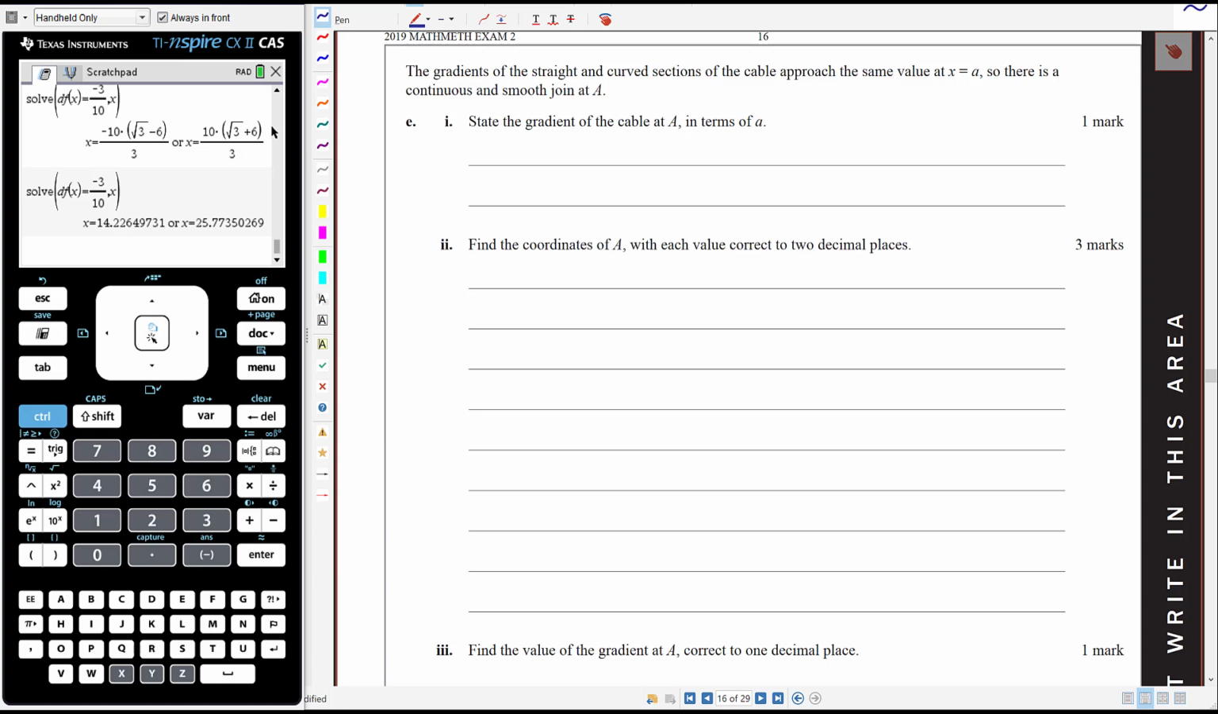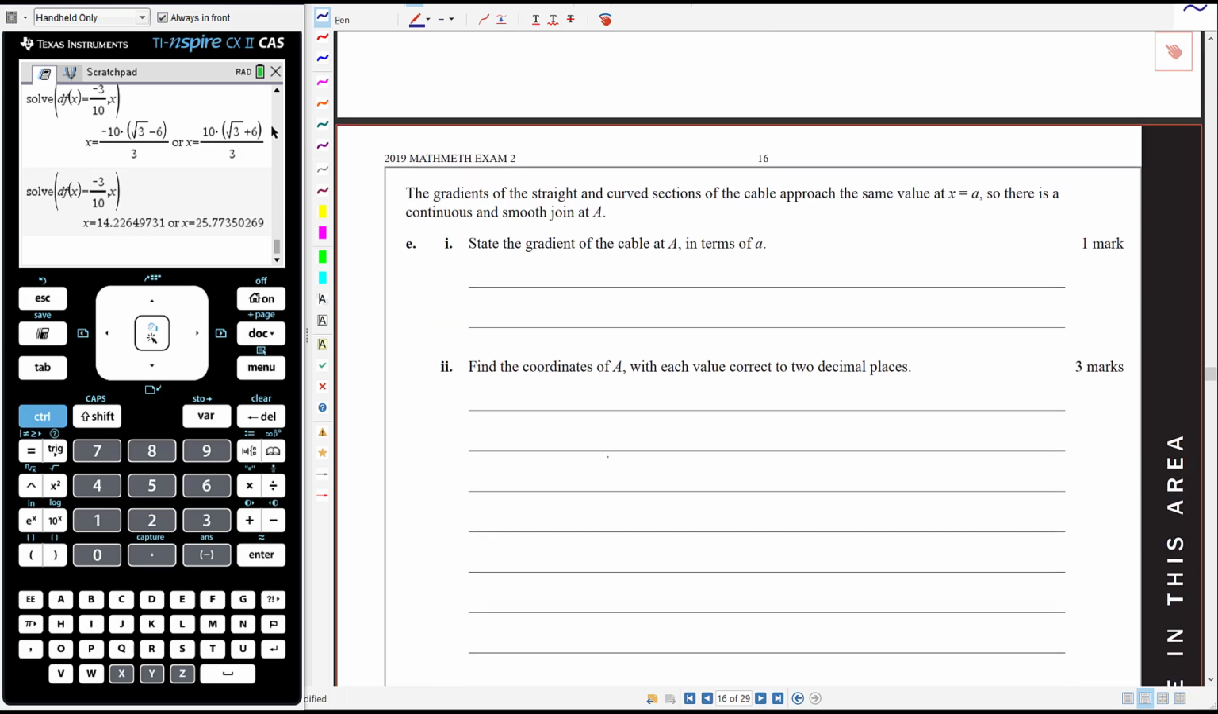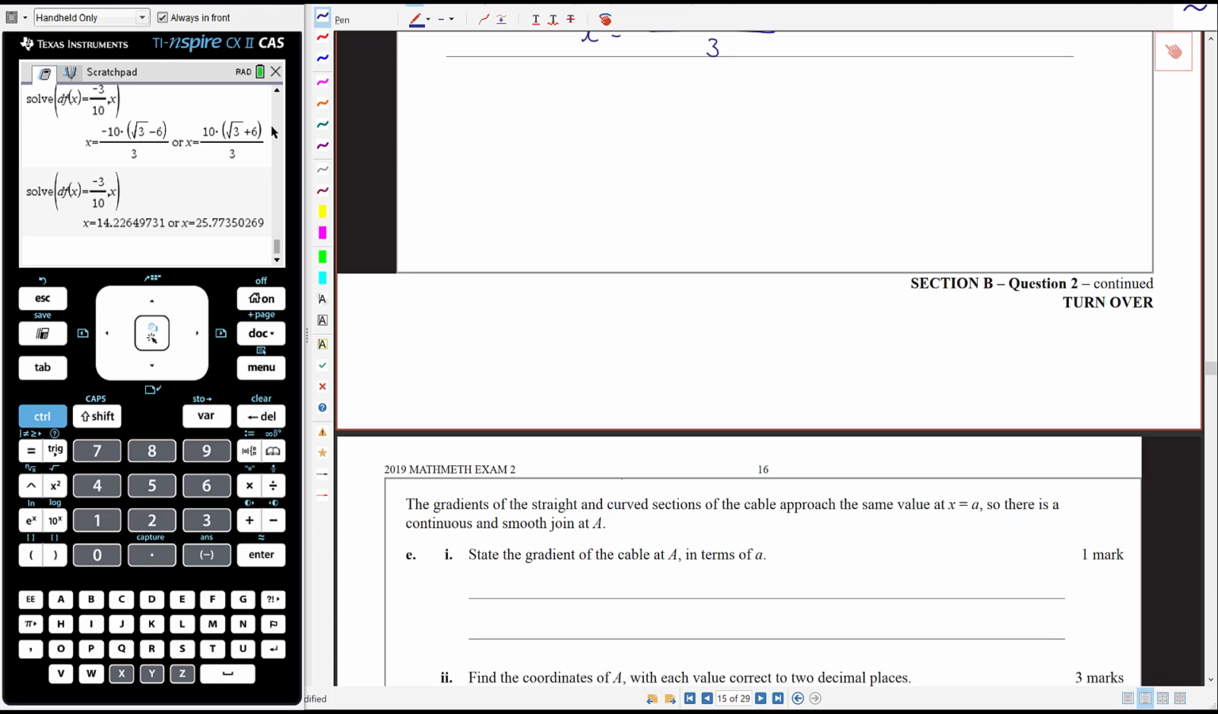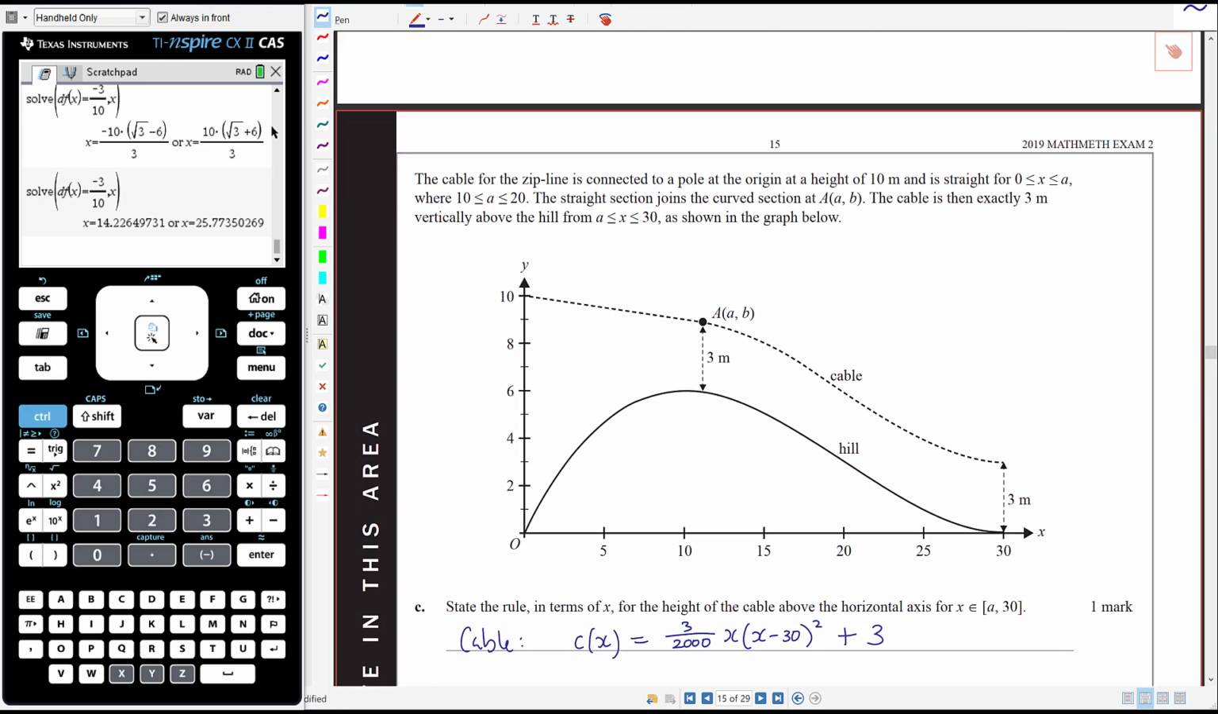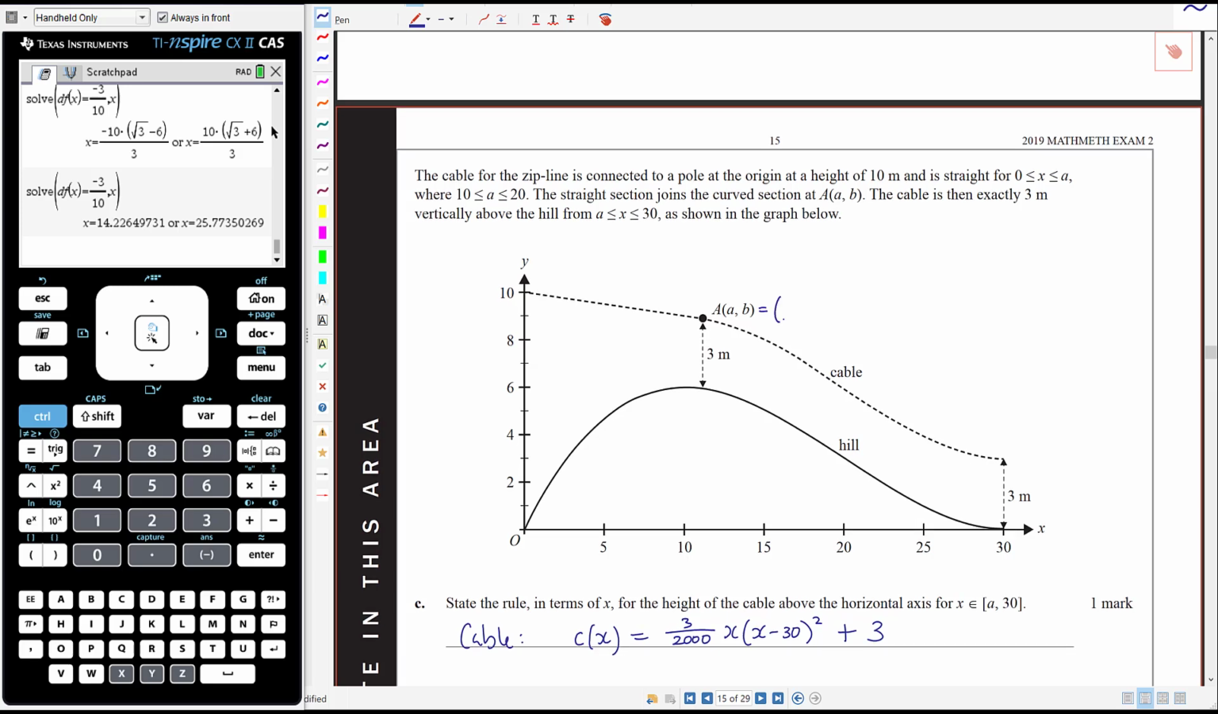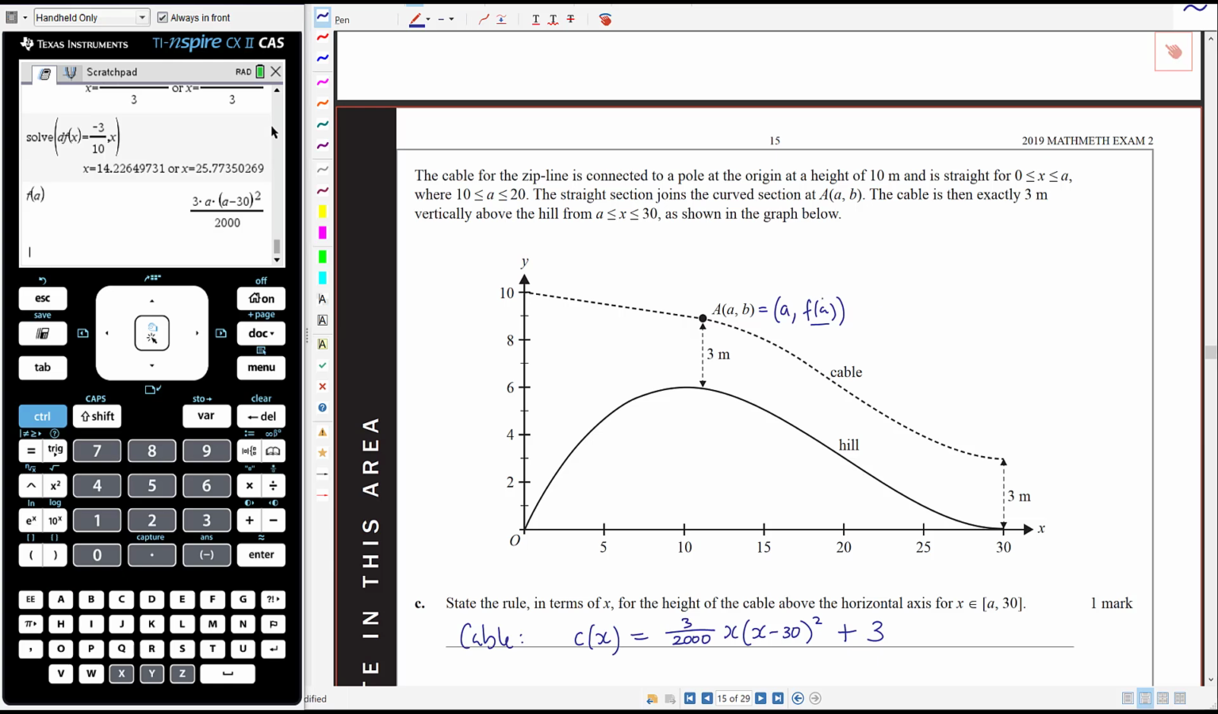Now there are two ways that you can answer this question. Whichever way you don't use in part 1, you'll need to use the other one in part 2 to create an equation that you can solve. So gradient of the cable at A in terms of A, let me go back to the graph. You can do two things. You can simply do rise over run. So AB would mean that it's A and then F of A, which I've defined in my CAS.